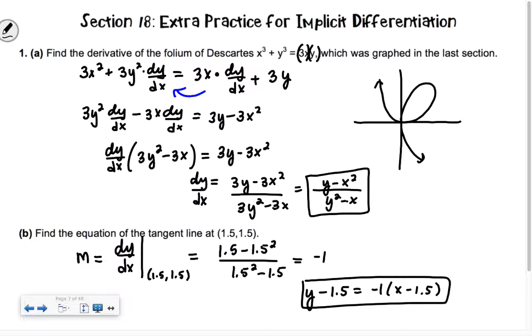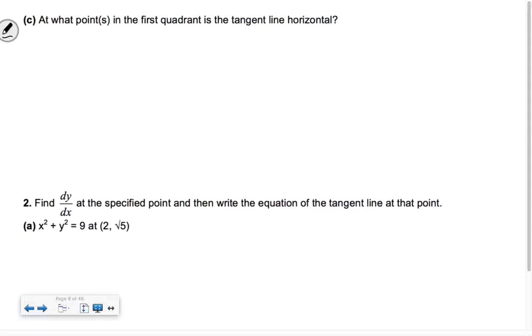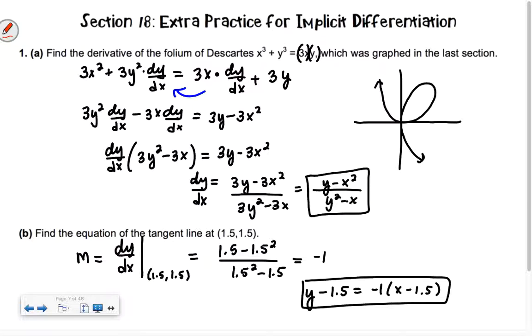Yes, totally. All right. So then part C, it says, at what point or points in the first quadrant is the tangent line horizontal? Now this is a weird question, and this is why Descartes was interested in this problem. So we're going to get the answer, and then we're going to talk about why this is a weird answer. When it says find where the tangent line is horizontal, we're finding when our slope is equal to 0. So we've done that many a time.